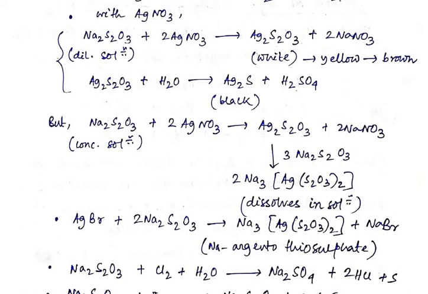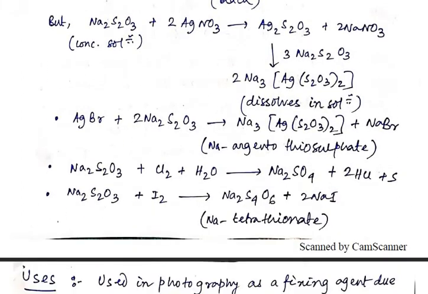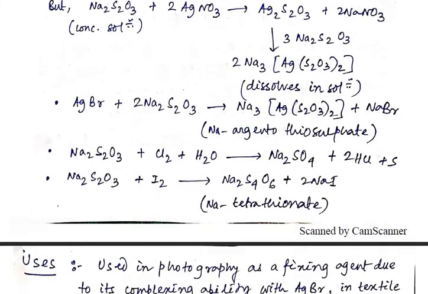So that is actually colorless. So first of all the colorless solution becomes white, then yellow, then brown. But again if the Na2S2O3 is in excess amount, then again the colorless solution we can observe due to the formation of Na3[Ag(S2O3)2]. So next, other reactions are also there.